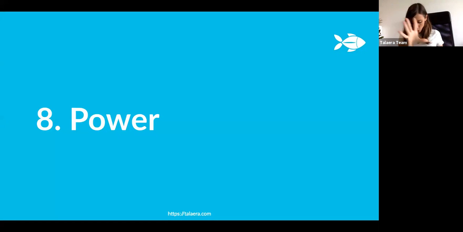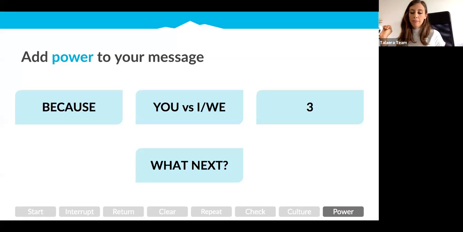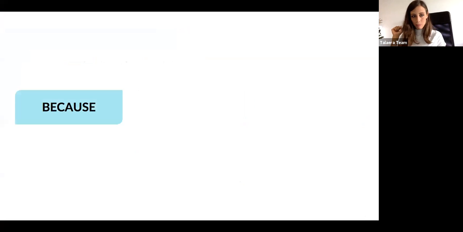And apart from the culture, there's also a few little tricks that you can apply to add that power. These four, they're not too difficult. How can you add power to your message? The power of because. To explain this, I want to show you a study. You might have heard it before.